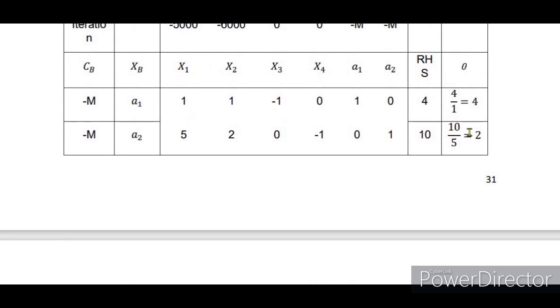So now we will compute the theta. So the value of RHS divided by the corresponding element in the x sub 1 column. So 4 divided by 1 is equal to 4. Then 10 divided by 5 is equal to 2. So now we will choose the row a sub 2 because it has a smaller theta. So we will replace a sub 2 by x sub 1.